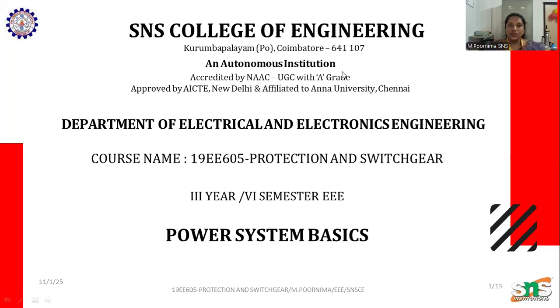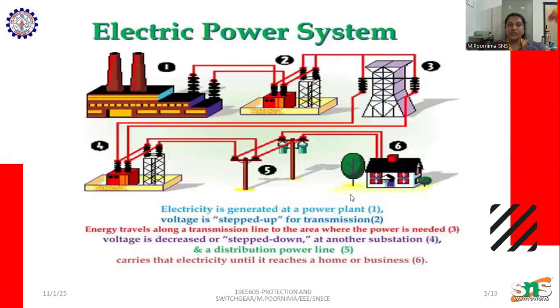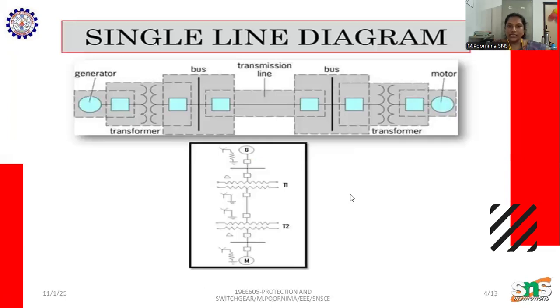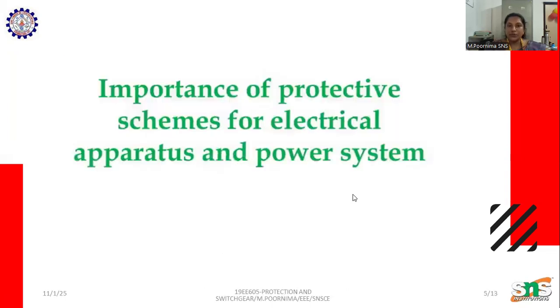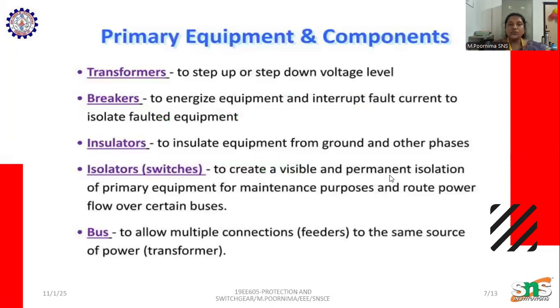In the last class, we saw the basics of power systems and electric power systems, how transmission and distribution happen, and the single line diagram of power systems. Today we are going to see the importance of protective schemes for electrical apparatus and power systems, and the symbols, etc. So we are looking at the primary equipments and components.